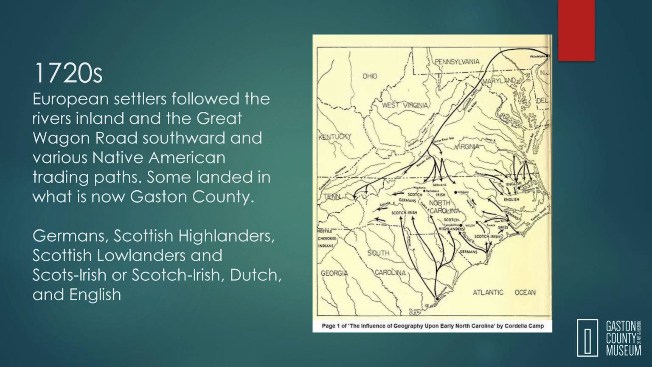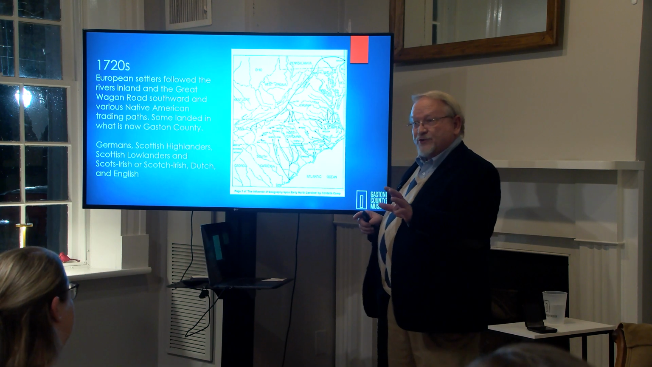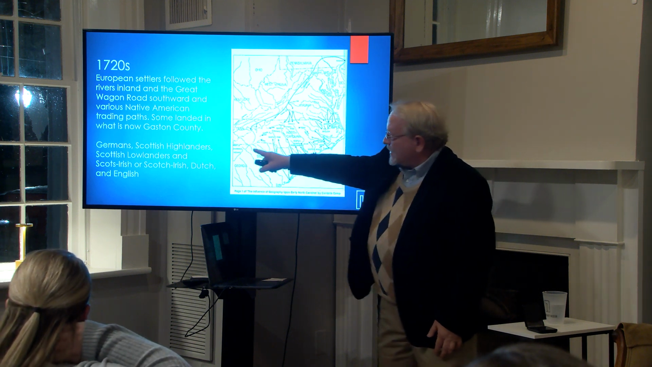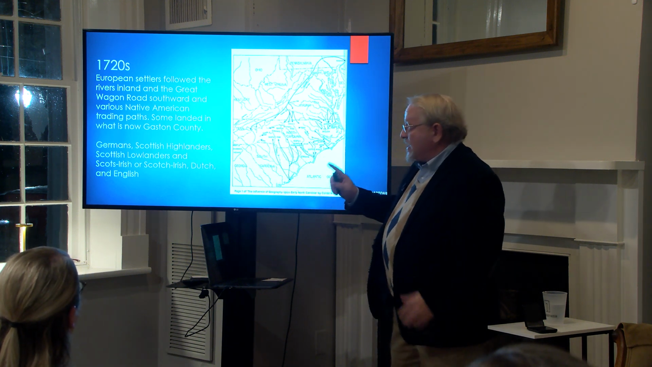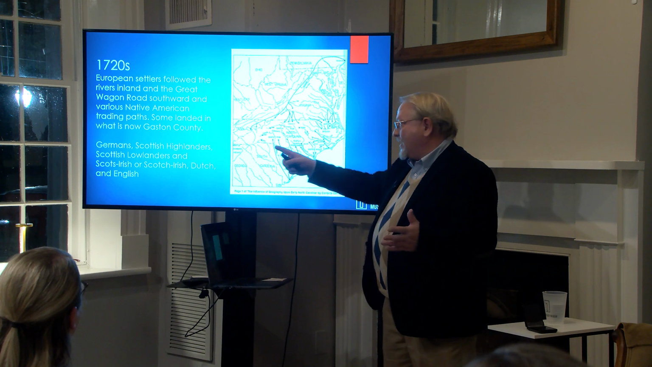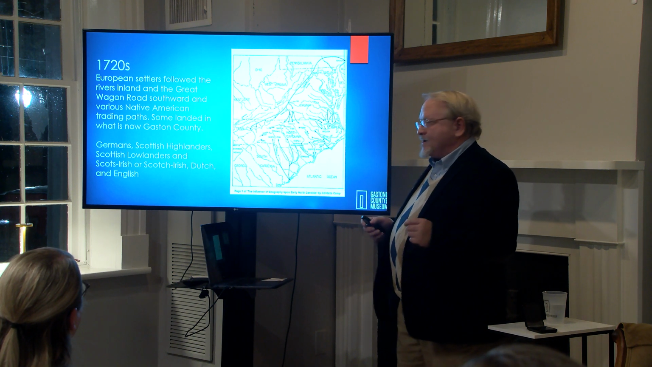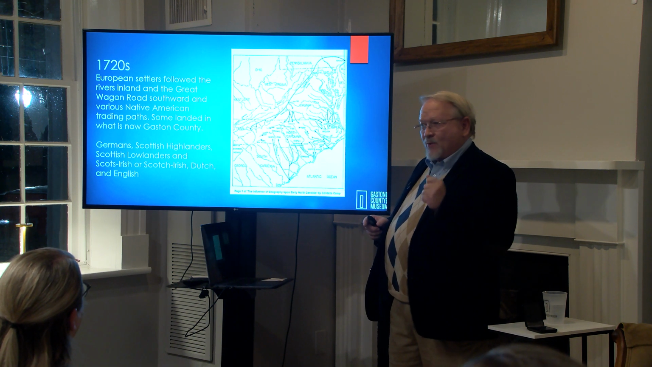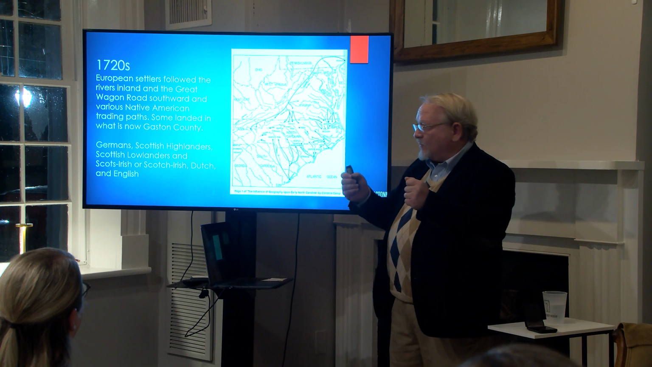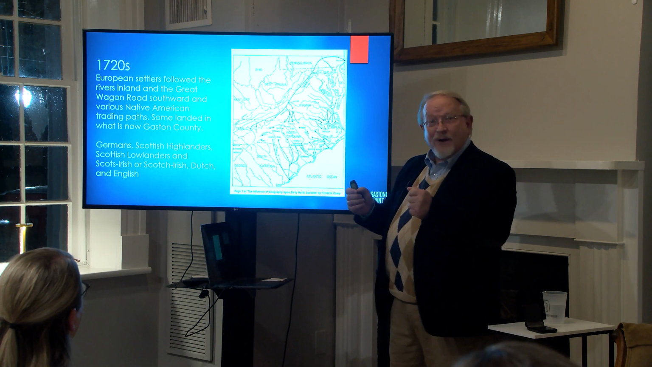The Great Wagon Road is how most of the folks from Pennsylvania came here. That was both German and Scots-Irish. The Scottish Highlanders, the Lowlanders, Scots-Irish and Scotch-Irish, however you want to say it. A lot of people think that's maybe one parent was Scottish and one was Irish. It was more of a geographical thing.